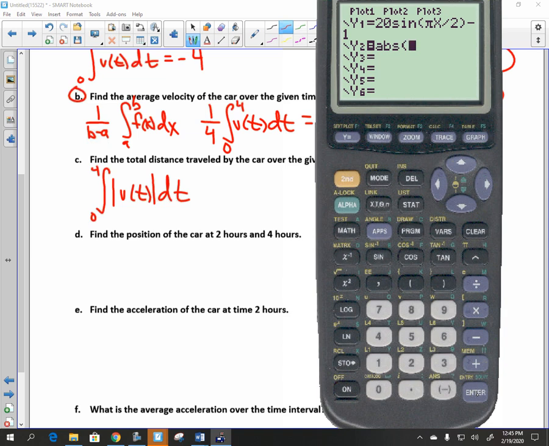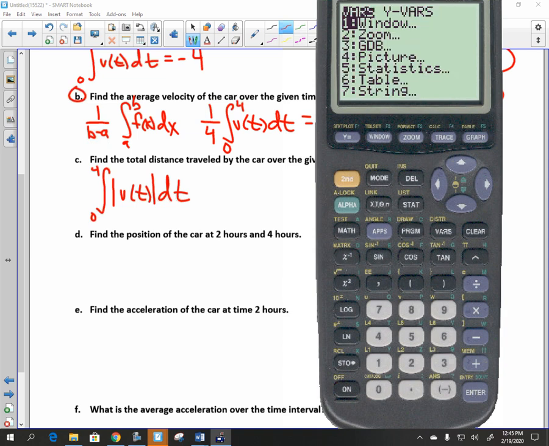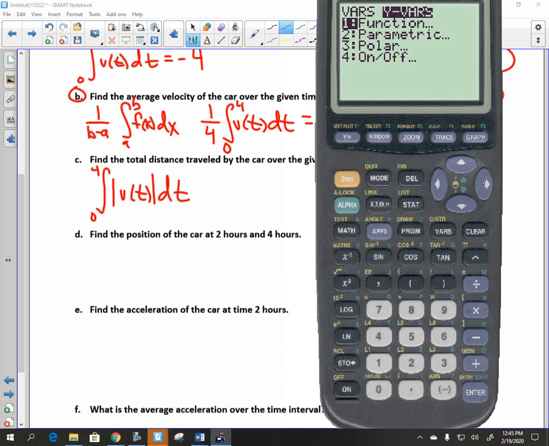How do we get y1? Bars, y bars, function, there. So now the function I want to use is in y2. It's just going to do the absolute value of y1. So now you understand why last year I started to teach you the bars option, correct? You're going to use it throughout this time.